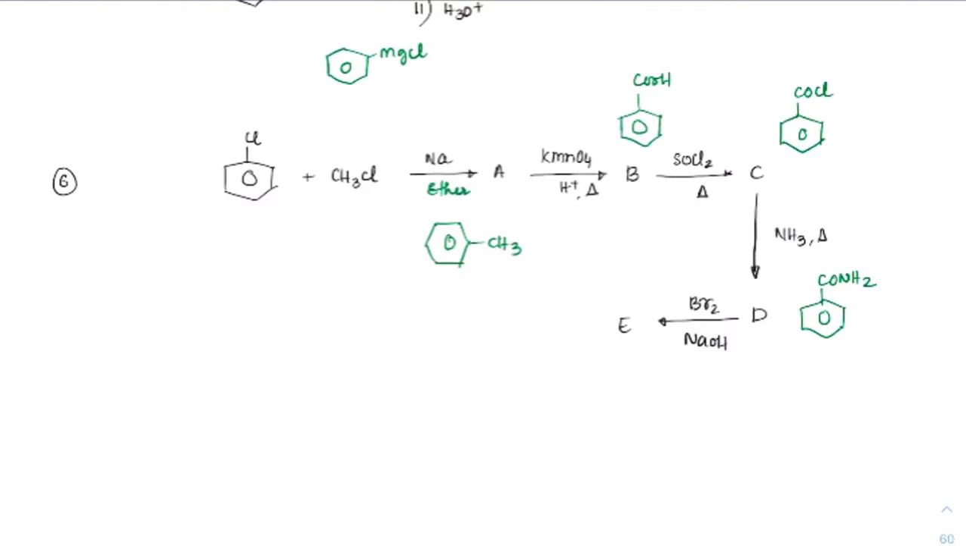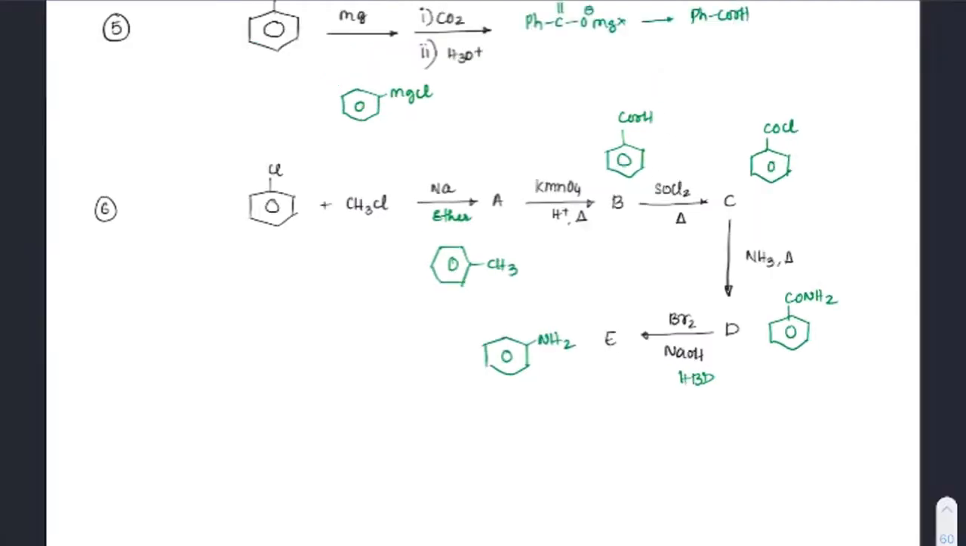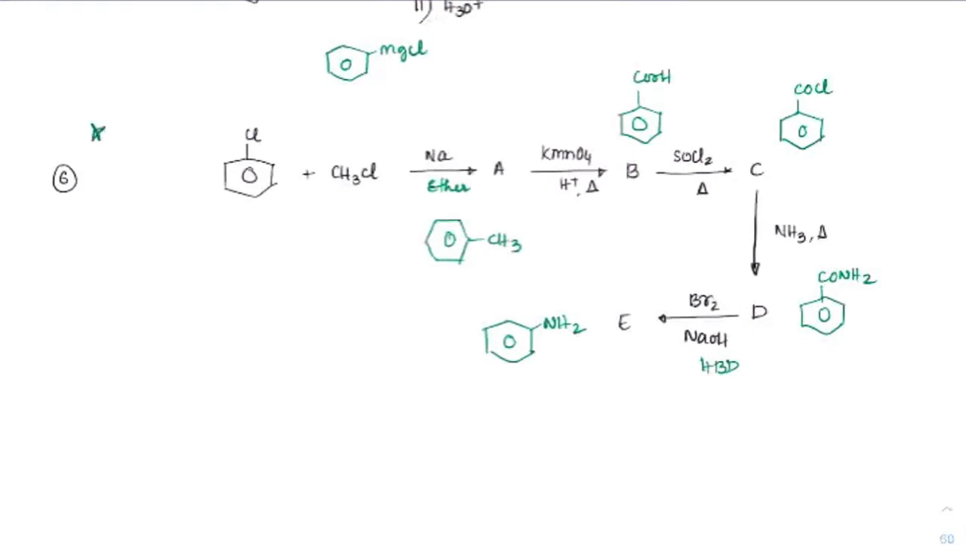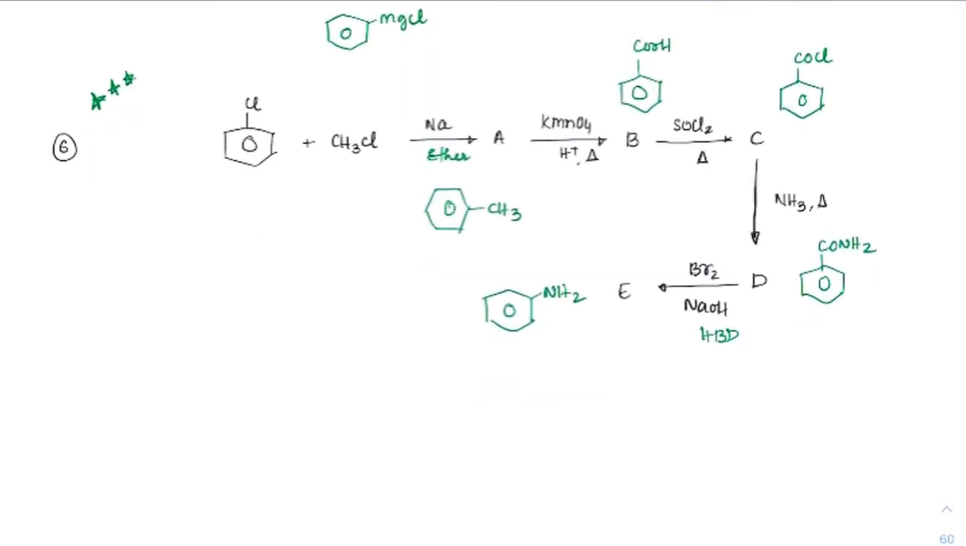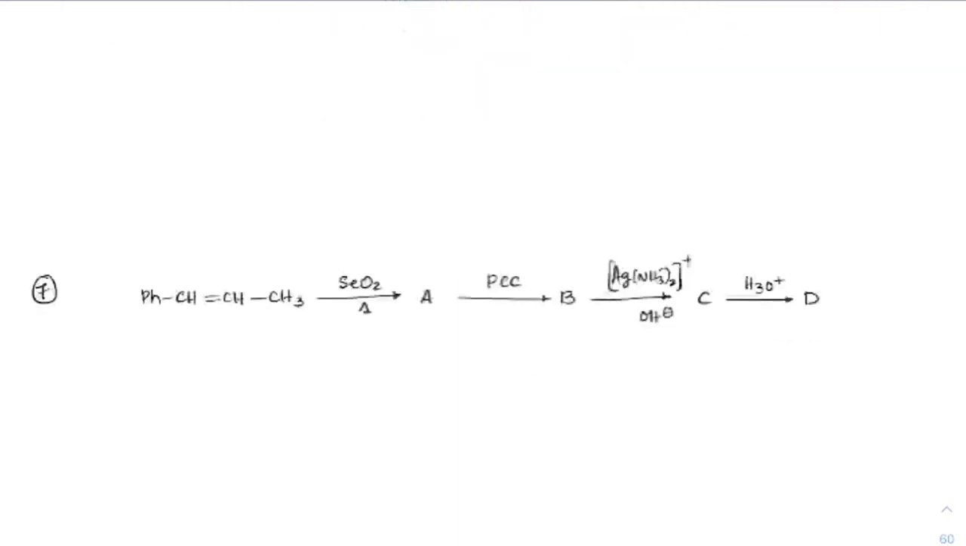And now it is the Hofmann bromamide reaction, right? So what do we get? The final product would be NH2, aniline. So this sequence also has been asked quite a number of times. Either you would be starting with benzene or something, and then the flow will come up to aniline. After aniline also the reactions are there, that we'll see in the next chapter. Any doubt here?